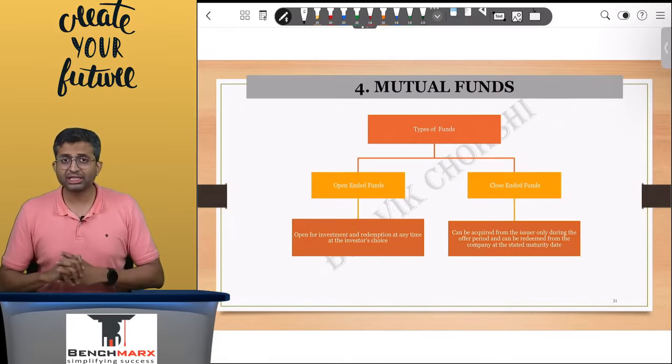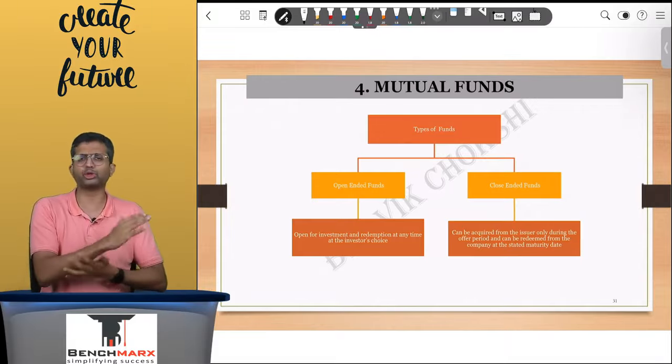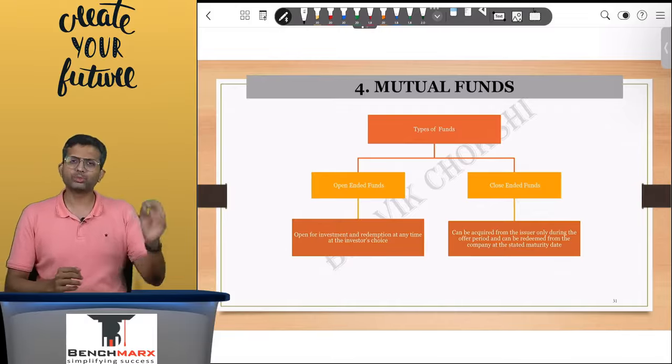Now this is a relatively easy chapter and it is an extension of portfolio. So ideally you should finish portfolio and then do mutual funds. There are two main types of mutual funds.